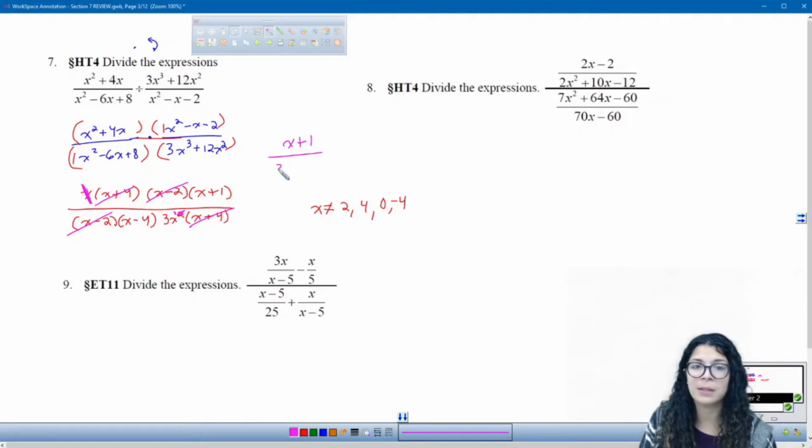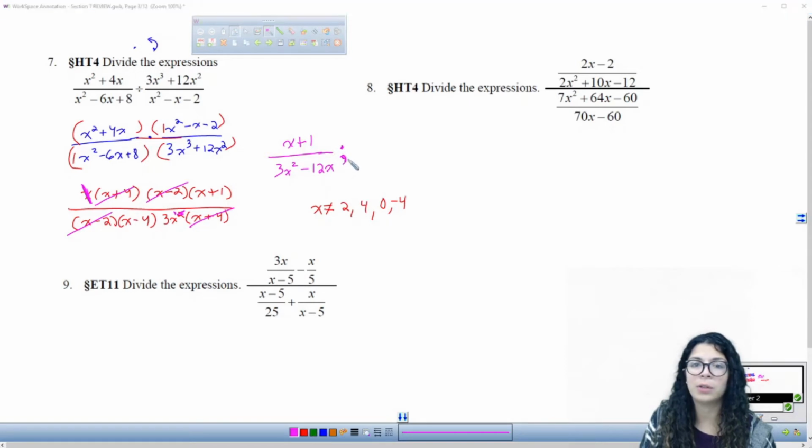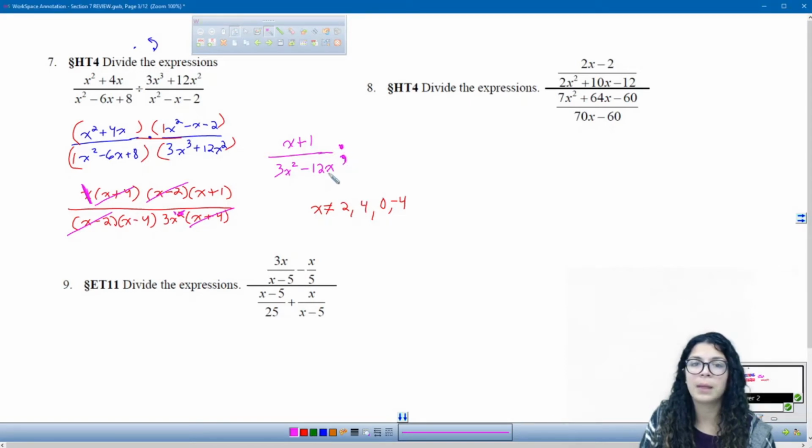3x times x is 3x squared. 3x times negative 4 is negative 12x. So this is my simplified rational expression, and this is my excluded values.